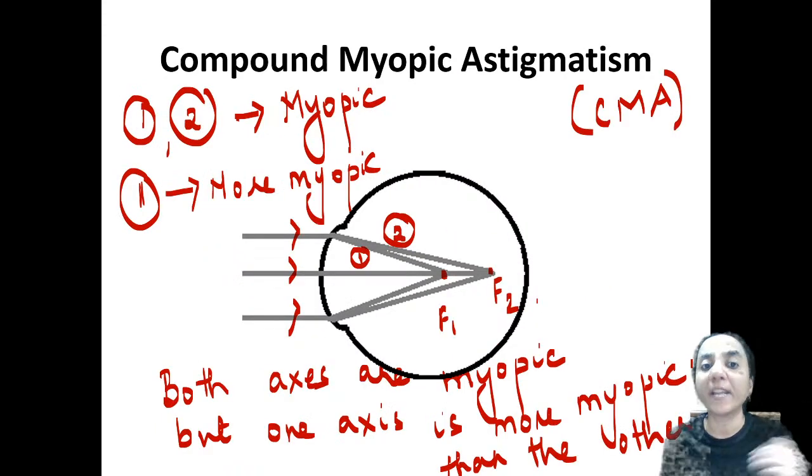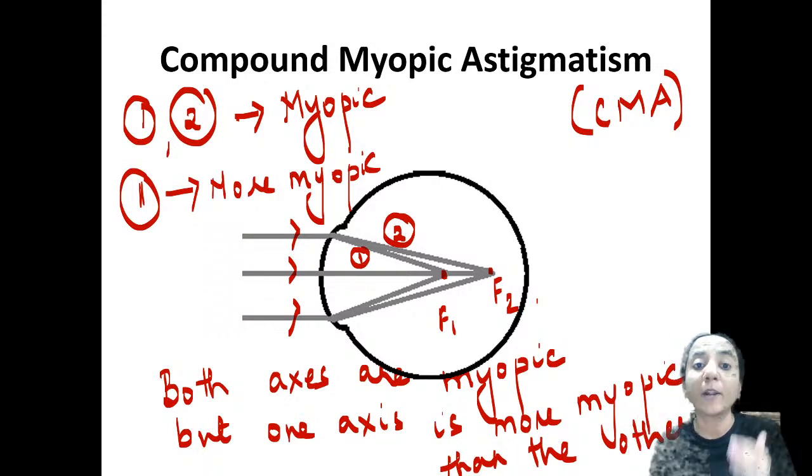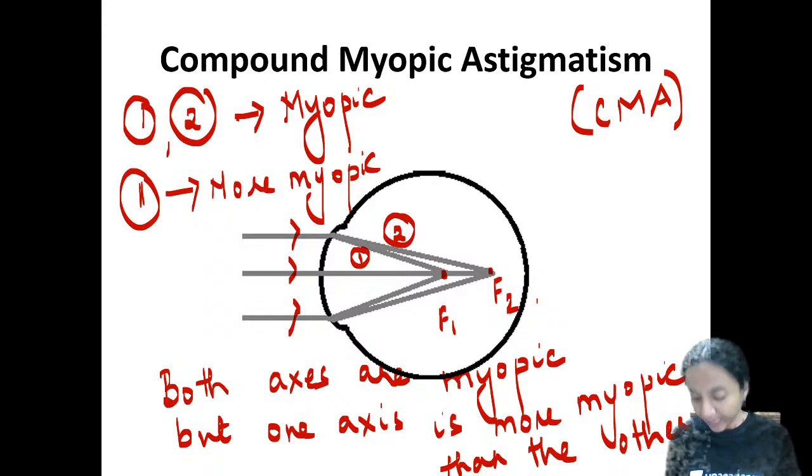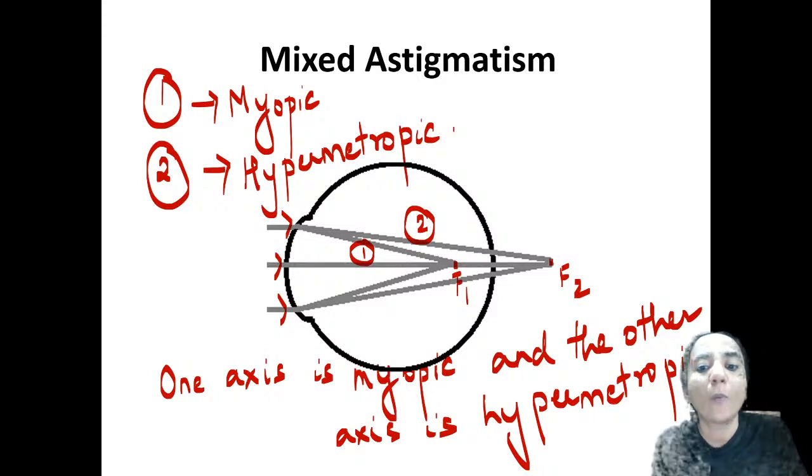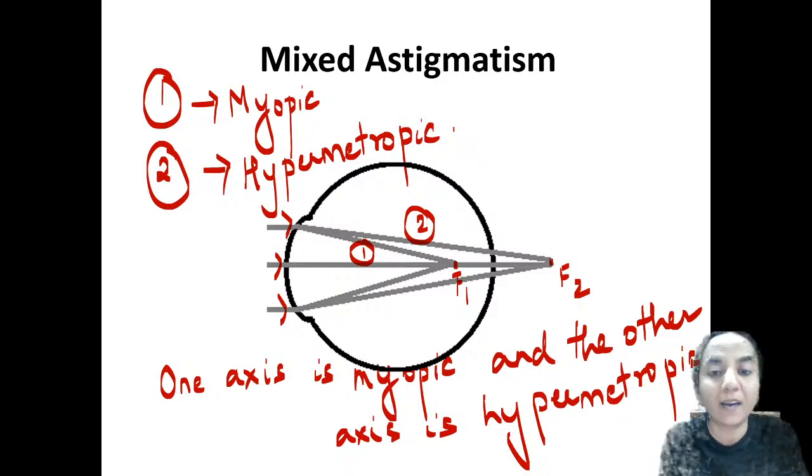Next is compound astigmatism. Compound astigmatism means there is compound myopic and compound hypermetropic. In compound myopic, both the axes are myopic, but one axis is more myopic than the other. Similarly, in compound hypermetropic, both the axes are hypermetropic, but one is more hypermetropic than the other. And the last type is called mixed astigmatism, where one axis is myopic and the other axis is hypermetropic.